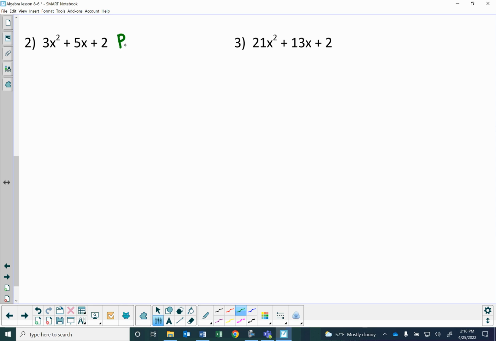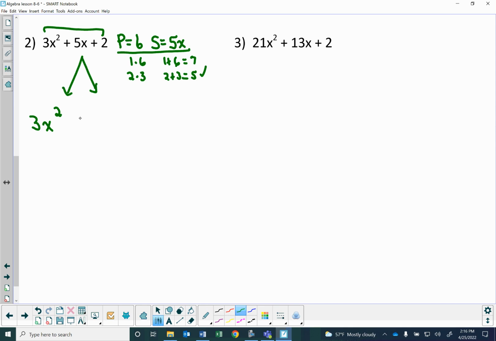I need a product here of 3 times 2, which is a product of 6, and a sum of 5x, or just 5. All right, so I need two numbers that multiply together to get 6 and add together to get 5. Let's see, 1 times 6, 1 plus 6 is 7. That doesn't work. 2 times 3, 2 plus 3 equals 5. There's my number. So I'm going to rewrite 3x squared plus 5x plus 2. I keep my 3x squared. I'm going to rewrite 5x as plus 2x plus 3x, because 5x is 2x plus 3x, plus 2.